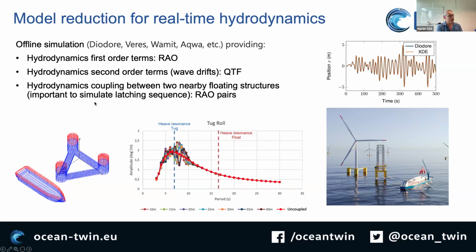And now we've been working on adding another complexity, which is the coupling. When two floating structures get close to each other, they will affect each other, so they will move differently. And when you want to latch this lifting system to the wind turbine, it's going to be something important to consider. So we've been adding this coupling between the two structures, and this is a comparison of what we get with the model reduction compared to the original Diodor, and we can see no difference. So the model reduction is very good.